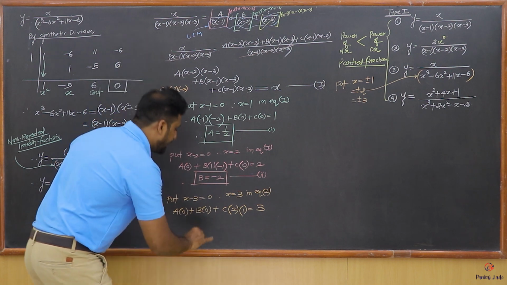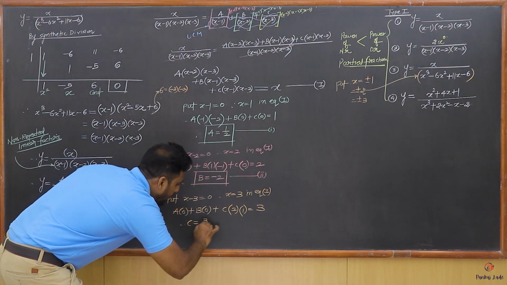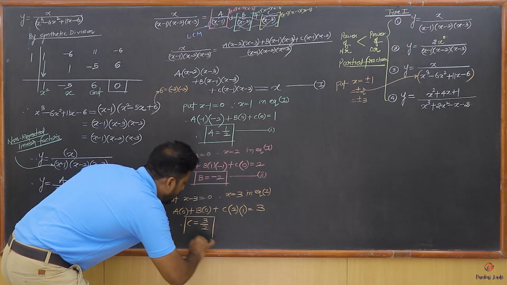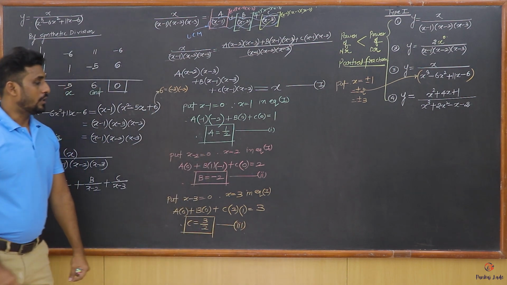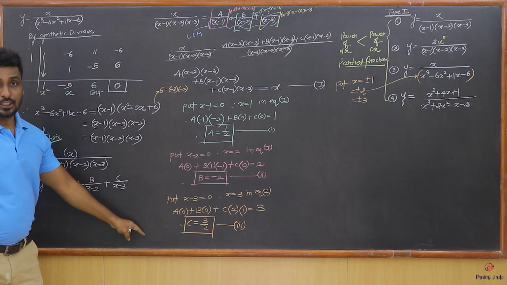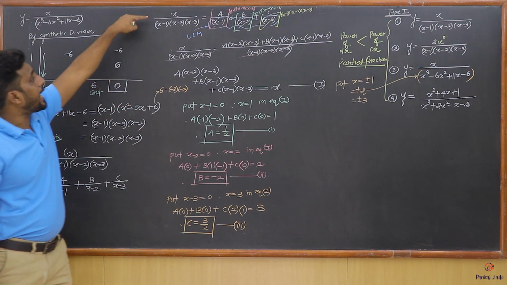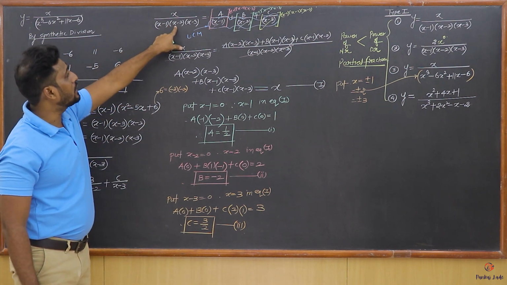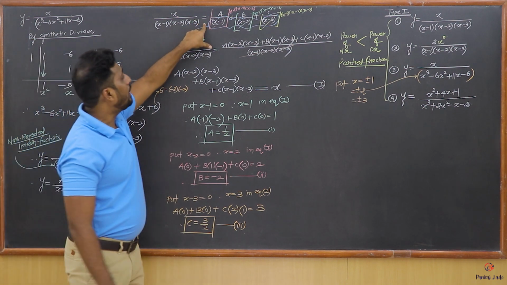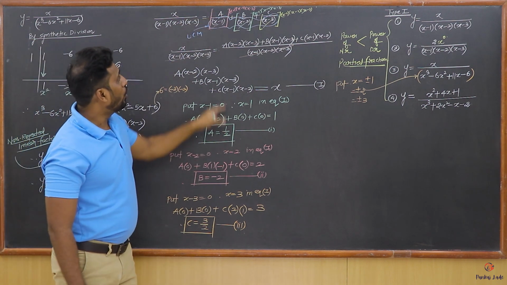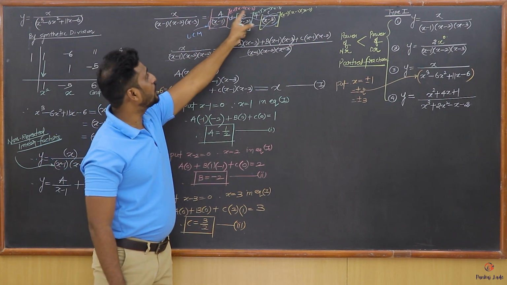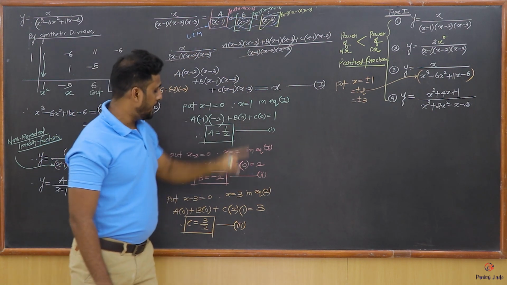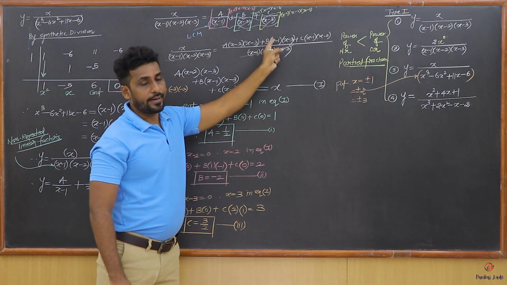So now can I say c is going to become 3 upon 2. So I call this the third relation, isn't it? So I've got the values of a, b and c, students. So now you can say that x upon (x minus 1)(x minus 2)(x minus 3) can be written as a, which is 1 by 2 upon x minus 1, plus b, which is minus 2, so minus 2 upon x minus 2, plus c, which is 3 by 2 upon x minus 3.